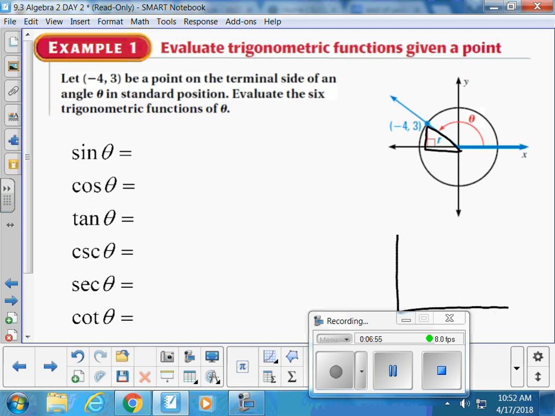That's what I did last period. I drew it bigger. I blew it up. I don't think I can blow up this circle without blowing up everything.